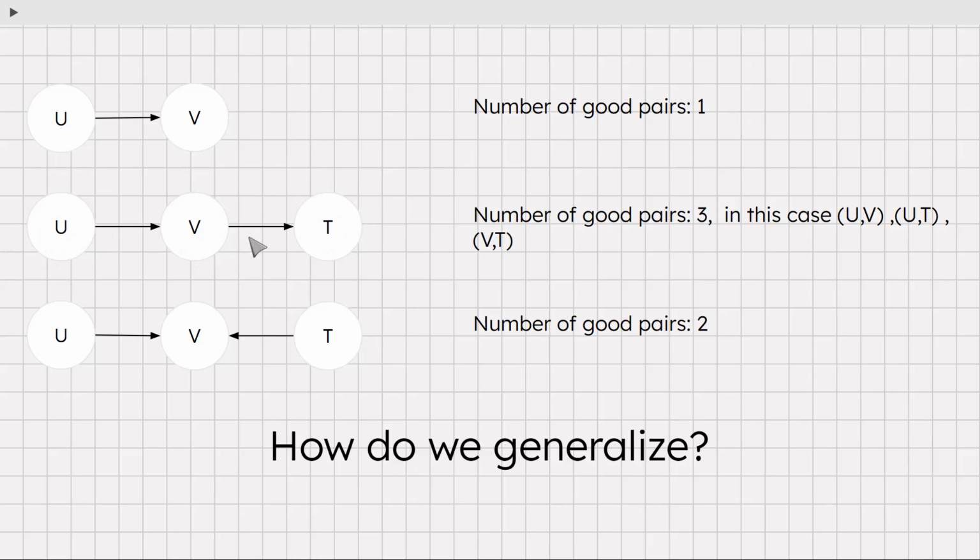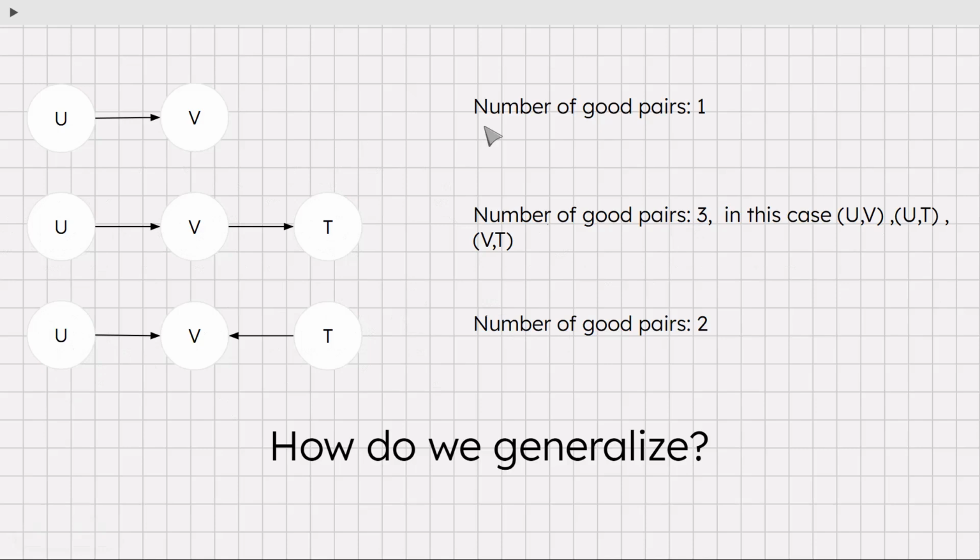And if I take the edge from V to T and I reverse it, now the number of good pairs is not 3 anymore. It becomes 2 again, because now there's no longer a path from node U to node T. This third good pair no longer exists, and the number of good pairs returns to 2 again, which is U to V and T to V. The question is, how do we generalize?